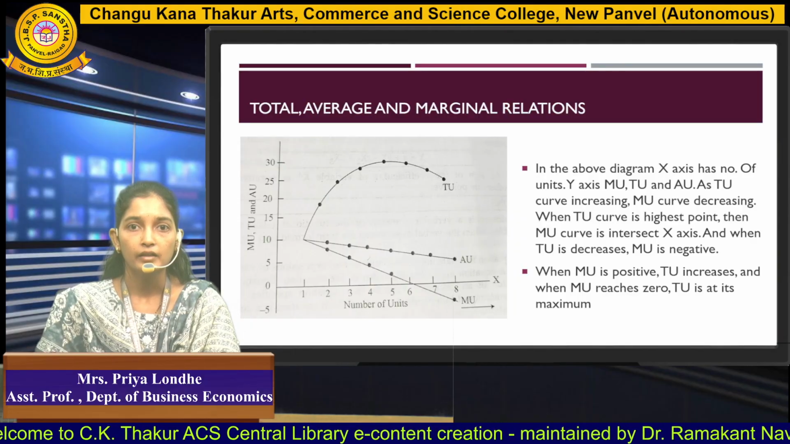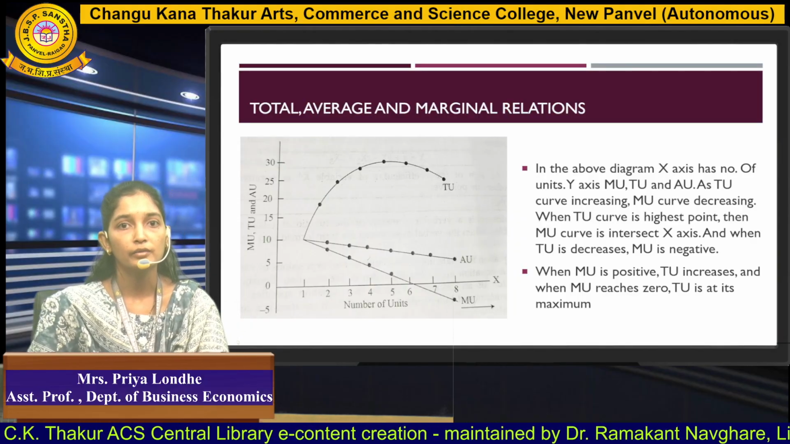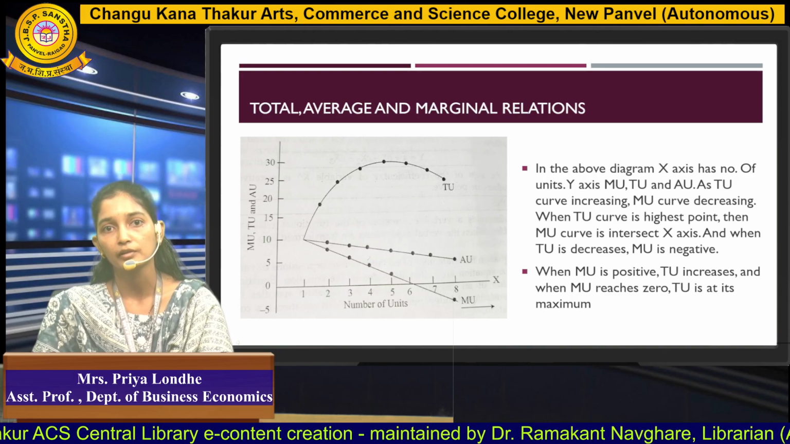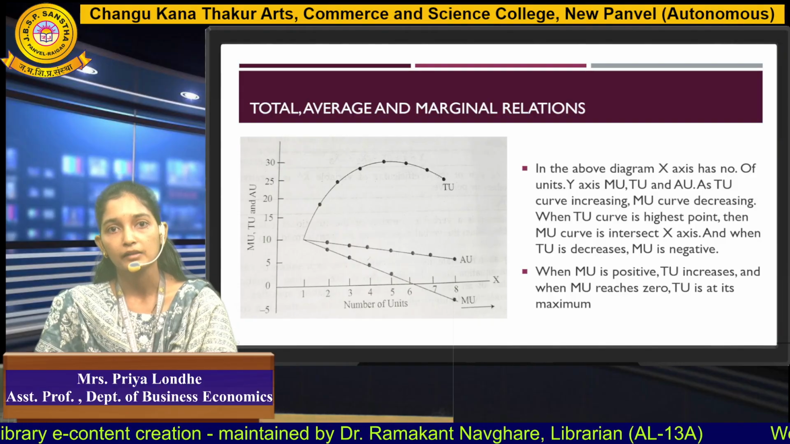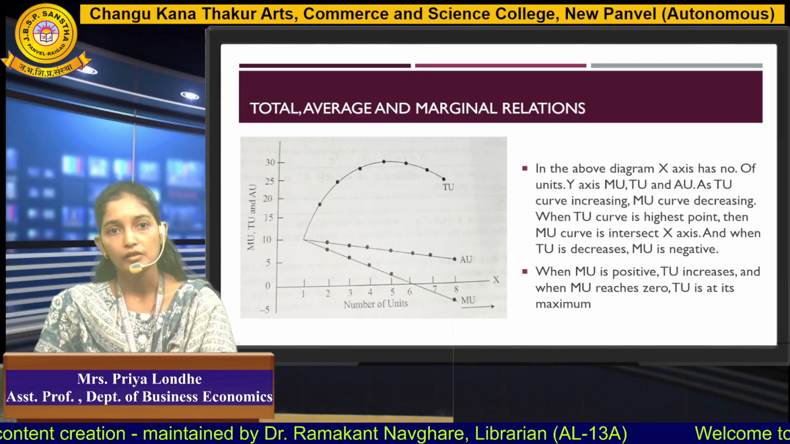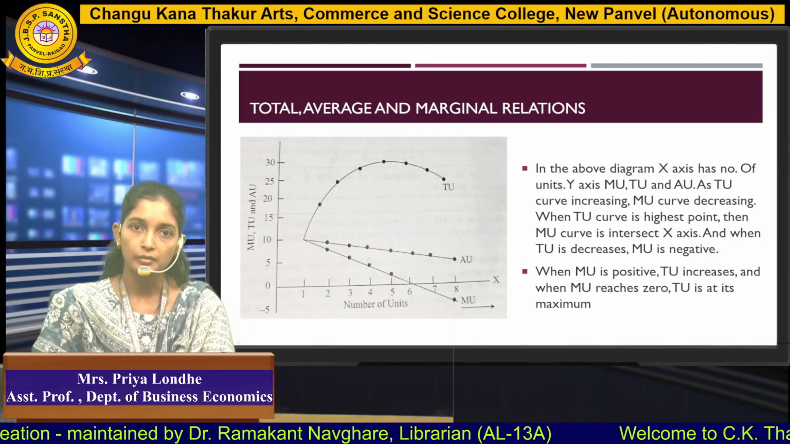So we can say that when marginal utility is positive, total utility is increasing. When marginal utility is 0, total utility is maximum and constant. And when marginal utility becomes negative, total utility is decreasing.